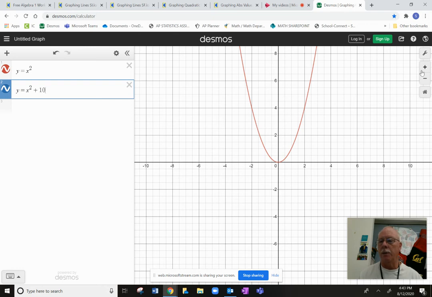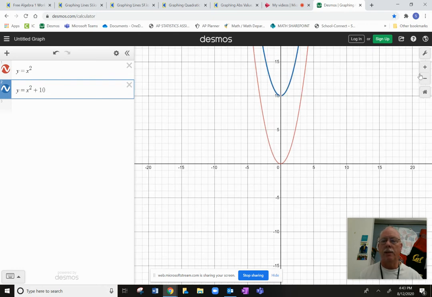So you got to hit this plus or minus over here so you can resize the graph and get it on your screen. Okay, so it looks like when I have something after the x squared, like a minus 4, it moves it down 4. If I have a plus 2, it moves it up 2.